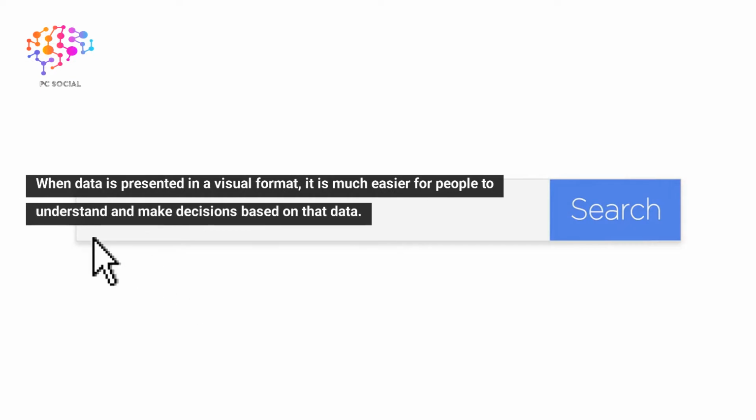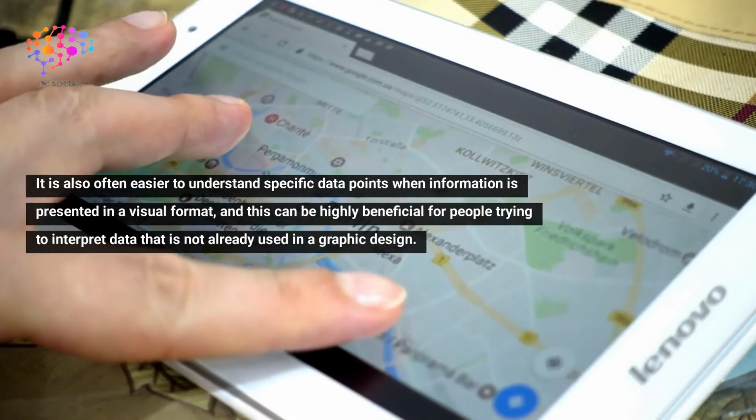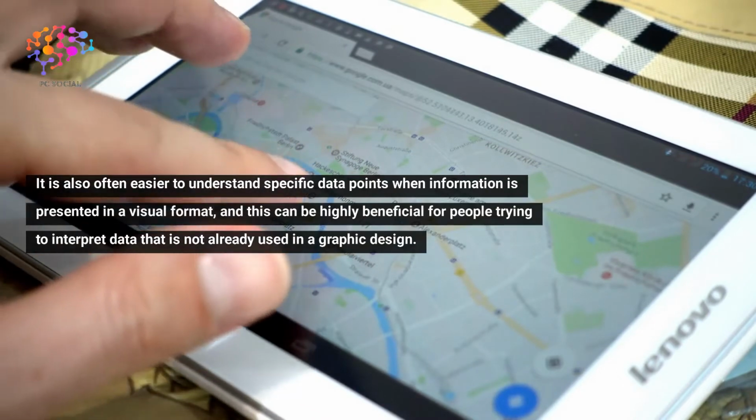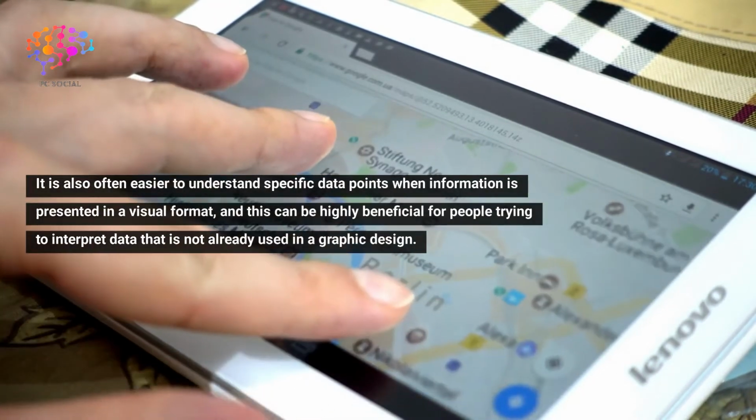When data is presented in a visual format, it is much easier for people to understand and make decisions based on that data. It is also often easier to understand specific data points when information is presented in a visual format, and this can be highly beneficial for people trying to interpret data that is not already used in a graphic design.